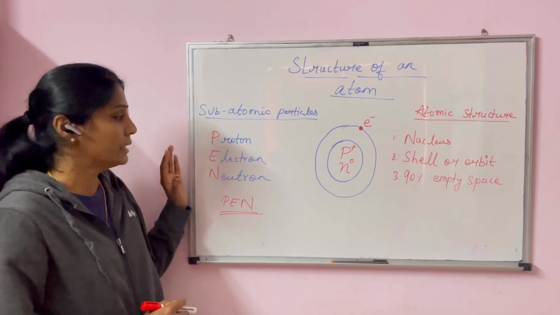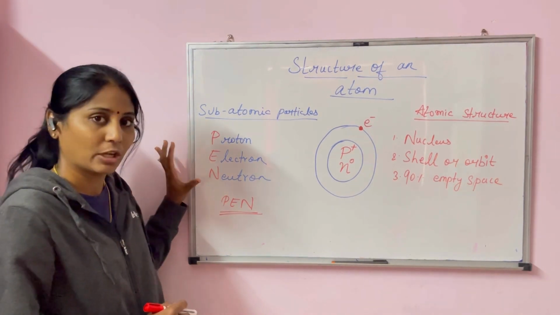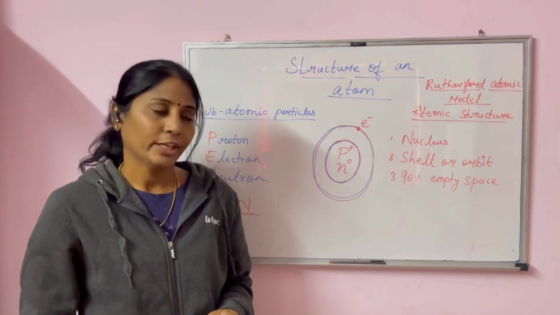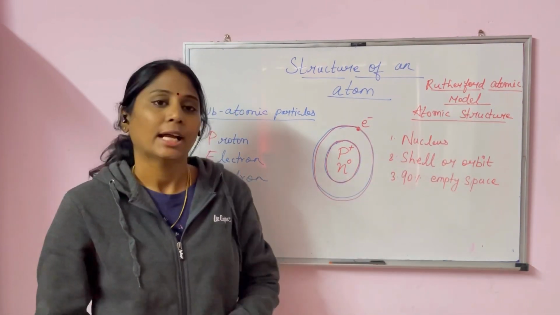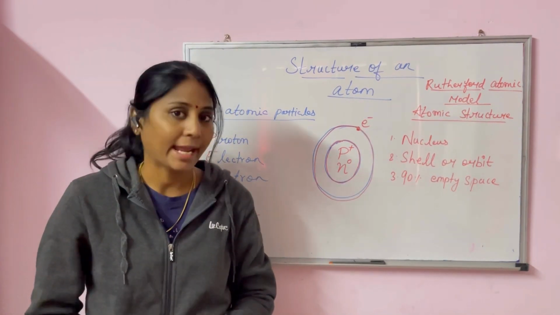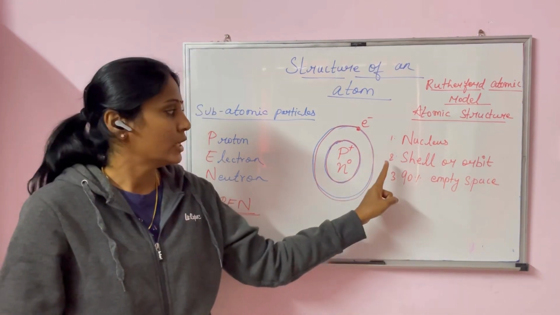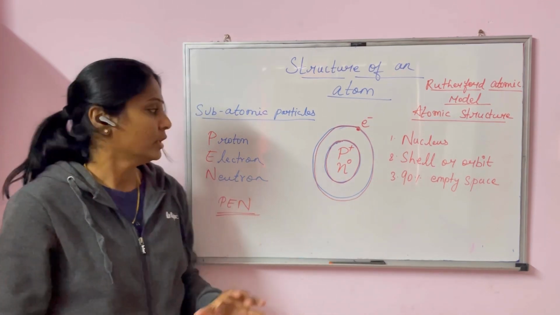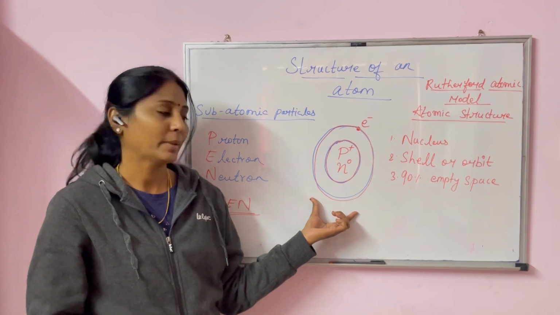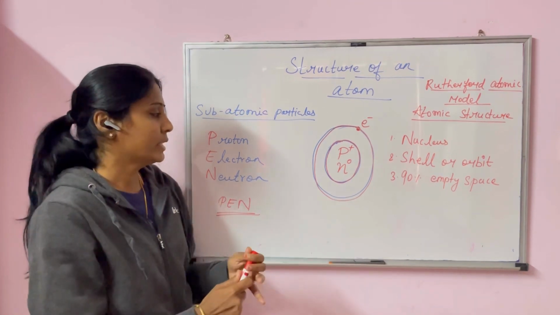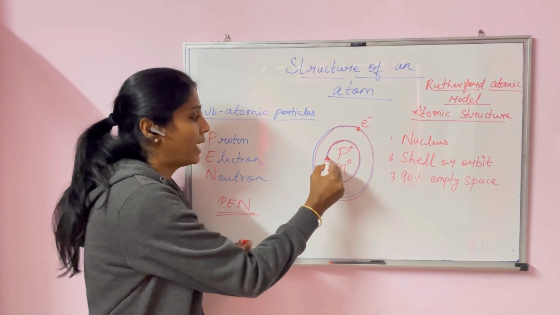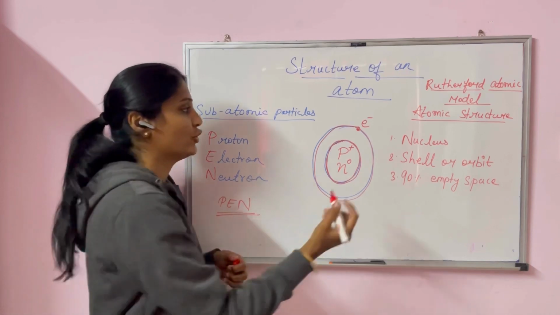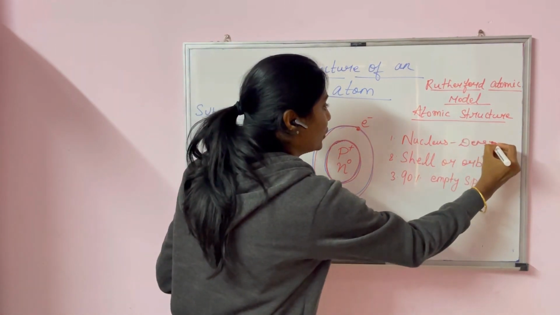So before going to see the detailed things about the subatomic particles, we'll see the atomic structure of the atom. According to the Rutherford atomic model, the atomic structure has three areas, that is nucleus, shell or orbit, and the remaining 90% empty space. Okay. So here I draw the atomic structure of an atom. If you see the center part, this part we call the nucleus, and it is a dense region.